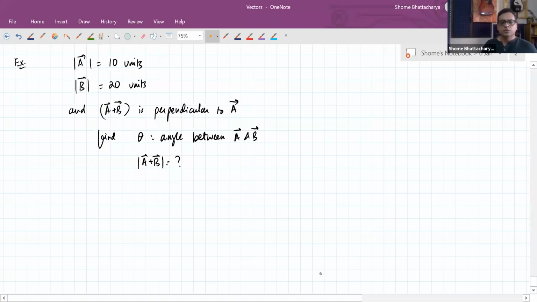So you might want to try this out yourself first. Okay. So I'm putting up the solution next. Here we will start with this thing, that this is perpendicular to A.